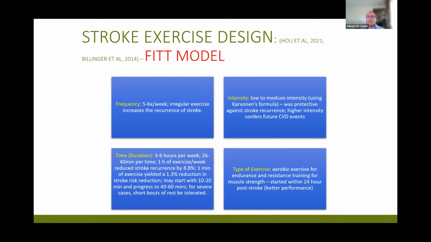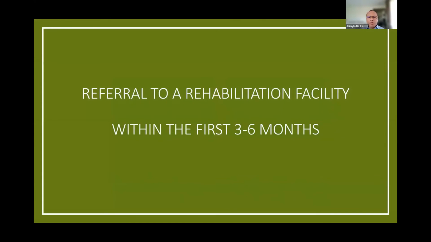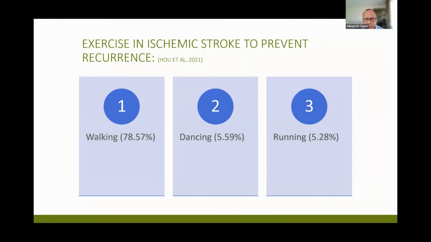So types of exercise: you can do aerobic, you can do resistance, and you can do endurance exercise. You can start within the 24-hour post-stroke period. The earlier it is referred, the better the performance. So the referral should be done within the first 3 to 6 months to the rehabilitation facility. And of course, when the patient is already integrated in the community, then they can do other exercises like walking in most cases, and others would be running or dancing.